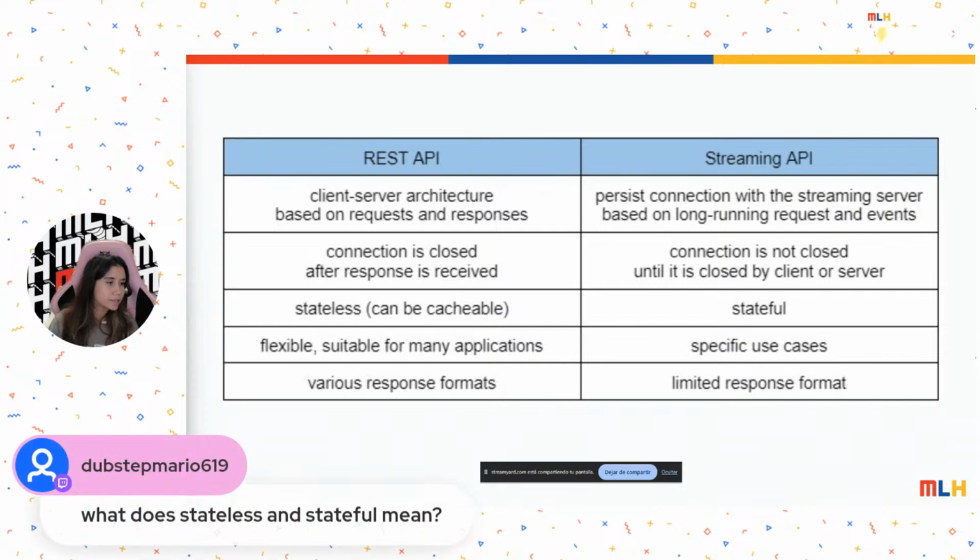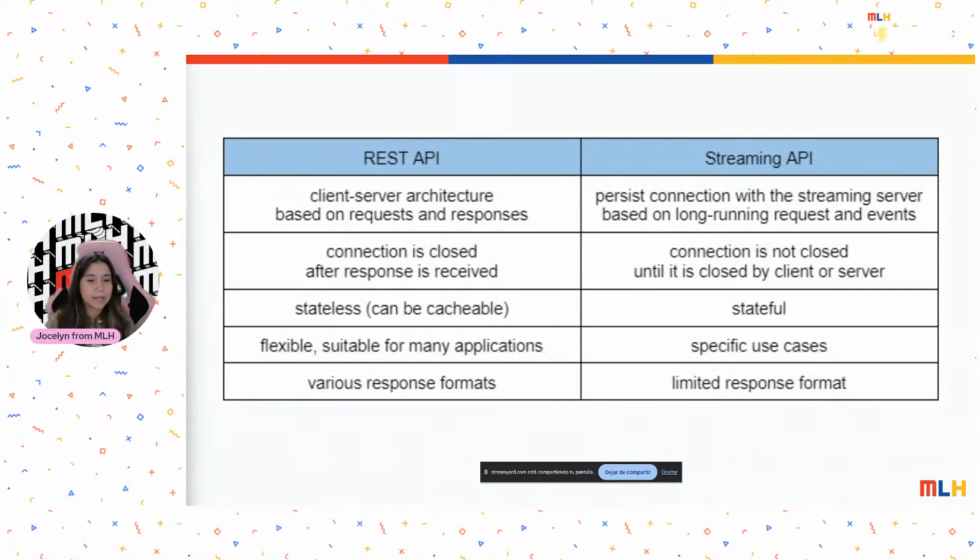Someone in here is asking what stateless and stateful mean. So basically, as we are seeing here, stateless means that it can be cacheable, and cache is basically a very tiny bit of memory that is stored on some part of memory that you can use multiple times to make it much faster to access that piece of information.